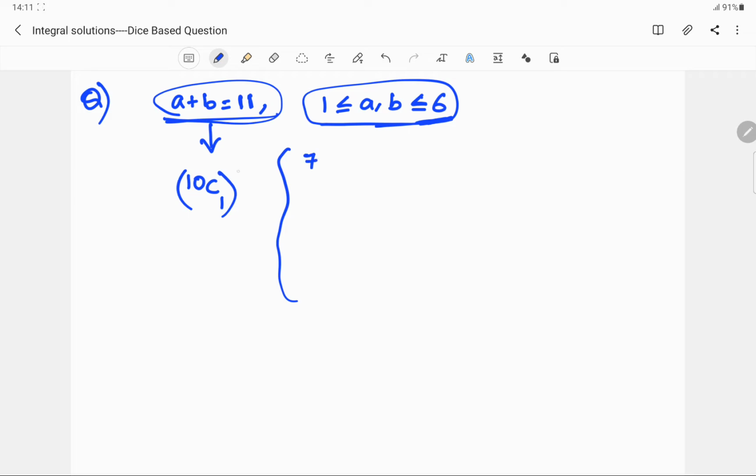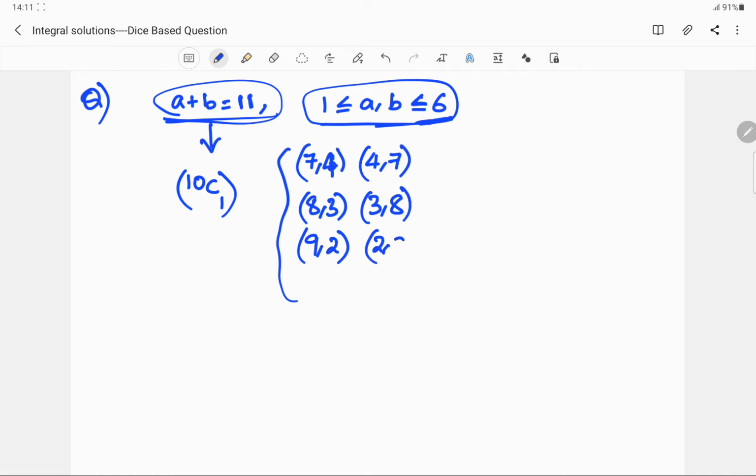For example, if it is 7, there would be 4. 7 plus 4 will be 11, and 4 comma 7, this is again arranged in two ways. Next, if it is 8, here it is 3 comma 8. Then if it is 9, it is 2, then it is 2 comma 9. If it is 10, here it is 1, and next it is 1 comma 10. So these are all the 8 cases that need to be subtracted.